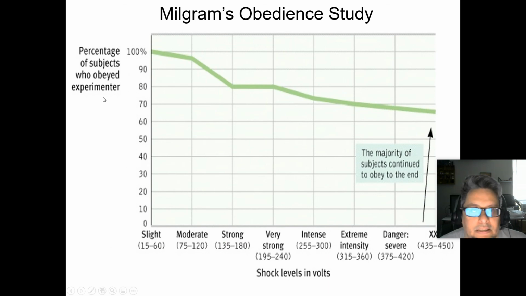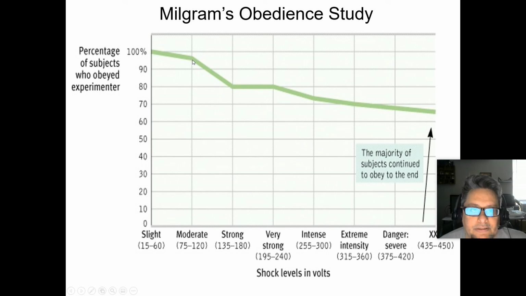All right. So here's a graph of one of the Milgram's obedience studies. Whenever this study came out, it was so shocking that they just kept doing it over and over again. So there are a lot of Milgram studies, all of them slightly different, but here's one of them. So percentage of subjects who obeyed the experimenter, who said, go ahead and shock the person, right? So at slight, everybody did it.